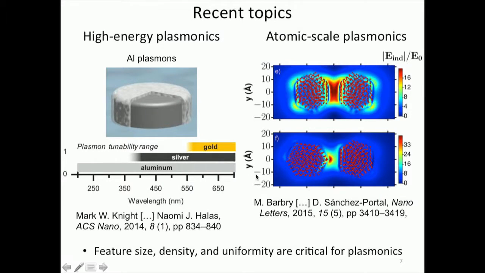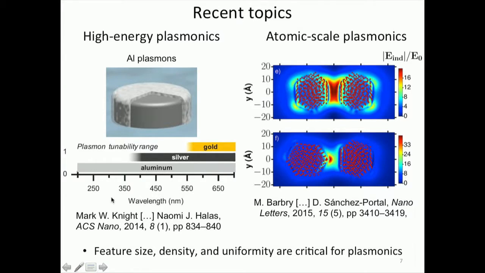So some recent topics on plasmonics, it's high energy plasmonics. So in this interesting work here from Naomi Halas's group, they show that you can tune the energy of the surface plasmon from the visible down to the UV, down to 250 nanometers. And there's a lot of people looking for other different materials that could sustain surface plasmons to high energies or small wavelengths.